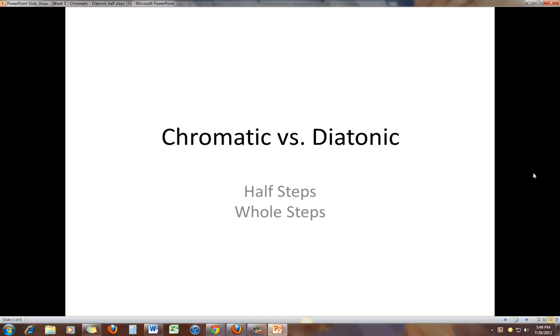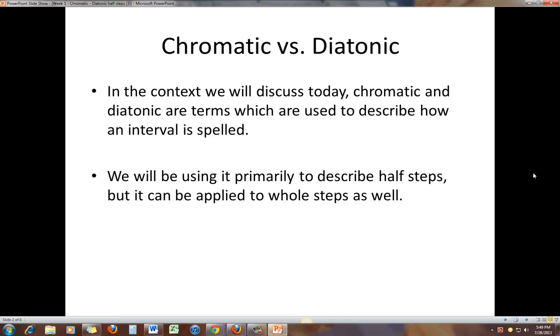This video will discuss the terms chromatic and diatonic as they pertain to whole steps and half steps. In the context that we're going to use today, they are terms that are used to describe how the interval is spelled. And in this video we are just going to describe half steps, although you can use the same process to describe whole steps as well.